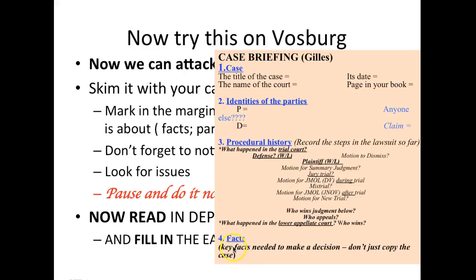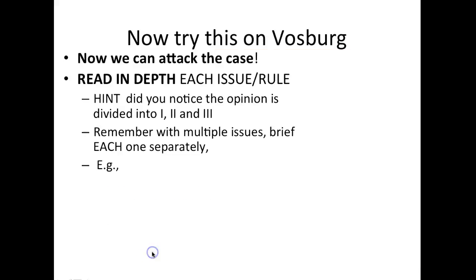Now write down a couple of sentences about the key facts that are required to make the decision. Remember, try to keep this short. Now we're ready to try and do the tough bit of the case brief. How many issues are there? Here's a hint. Did you notice the opinion is divided into Section 1, Section 2, Section 3? That's a hint to you that there are actually 3 issues in this case.